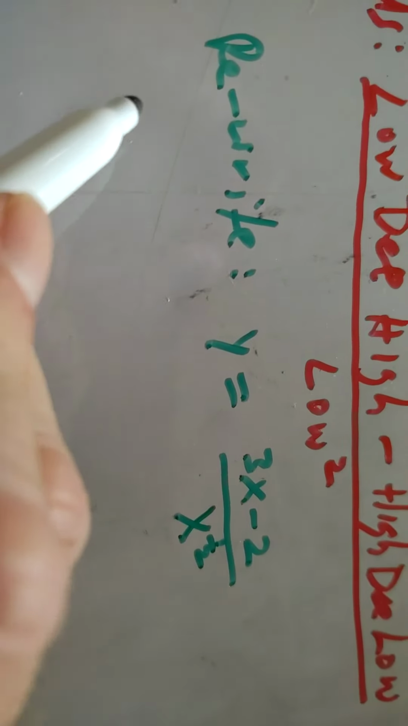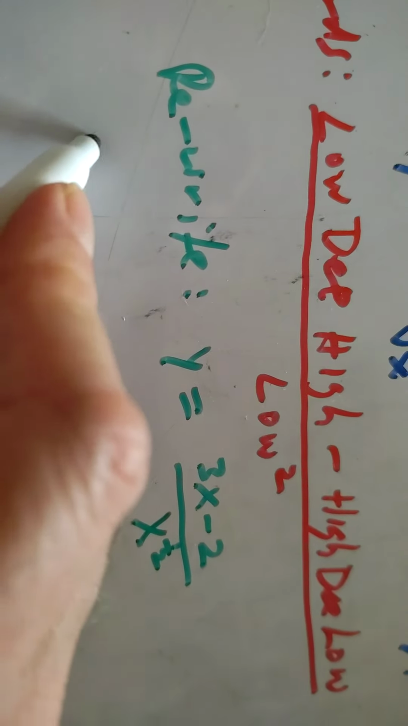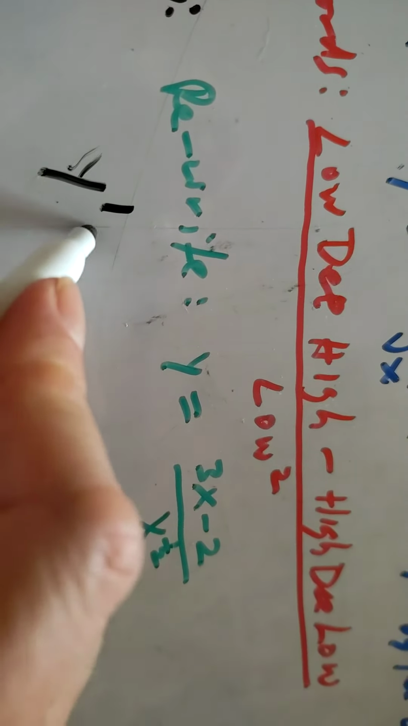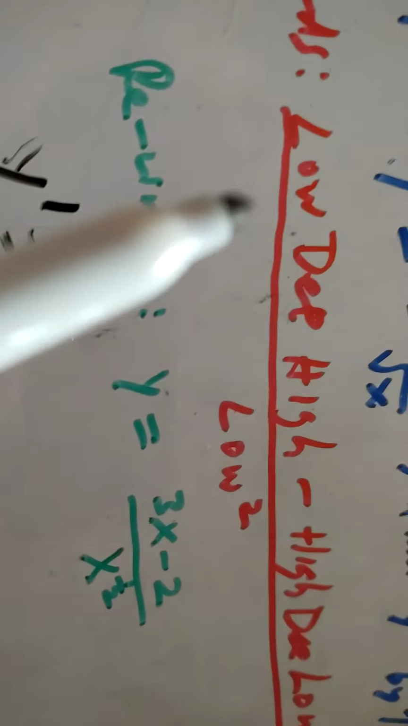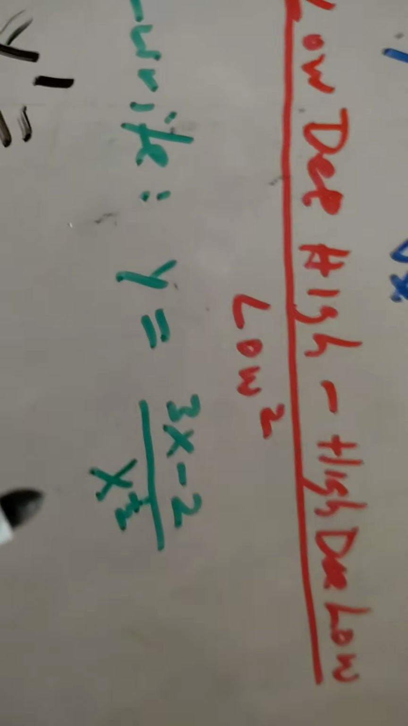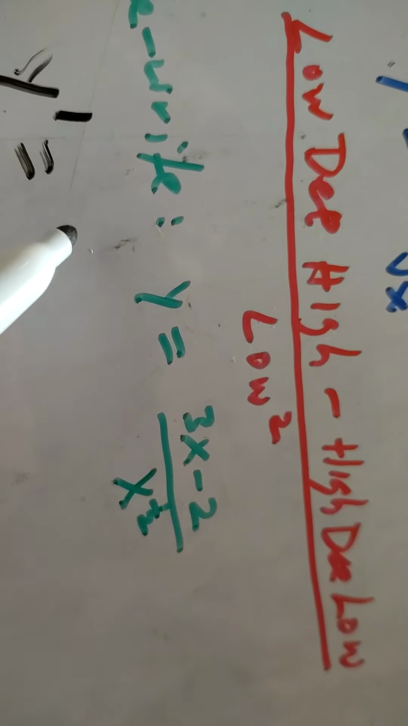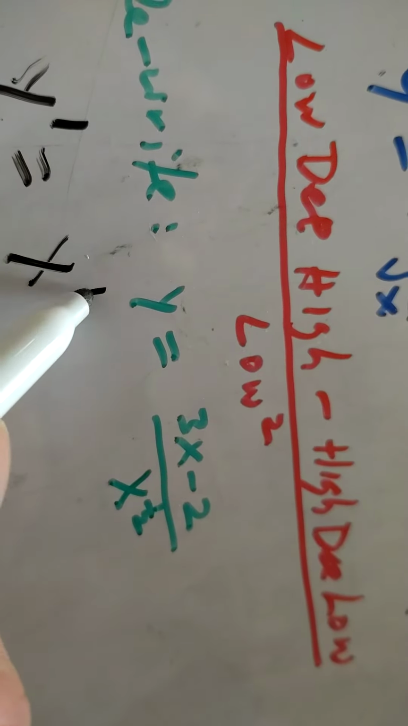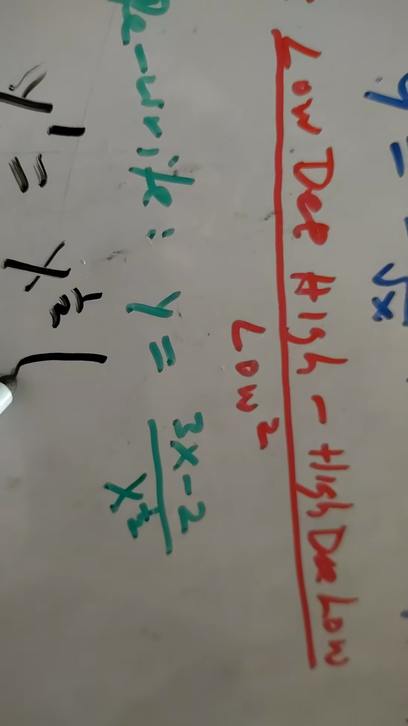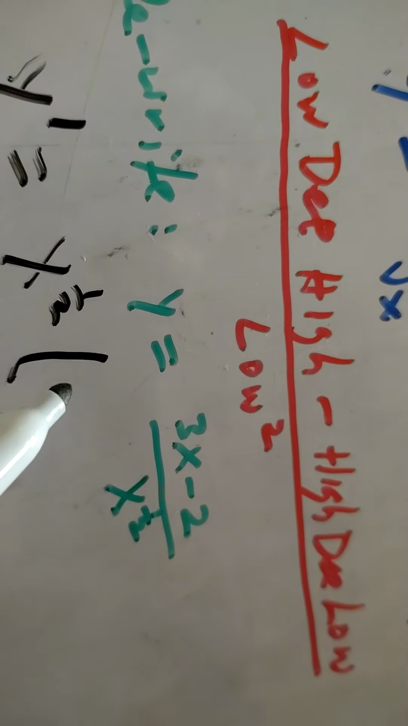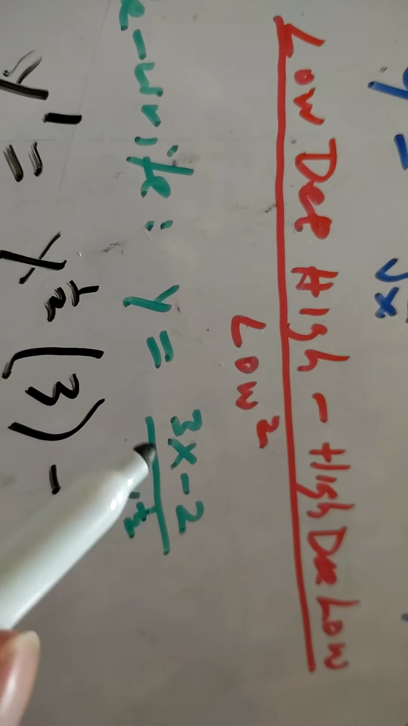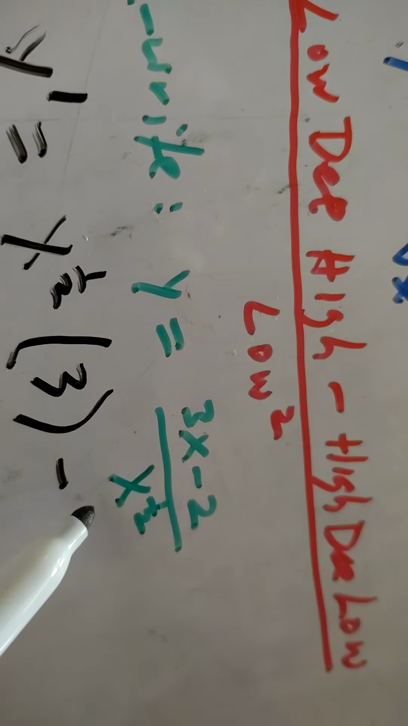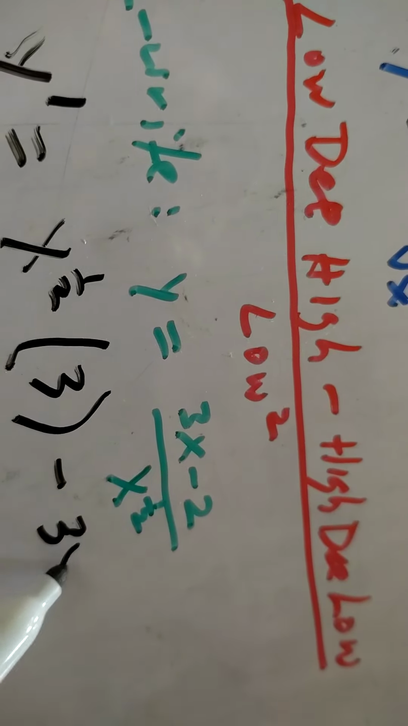So from here, I'm going to write y prime equals, because I want to announce to the world I'm doing a derivative here. So y prime equals, and here I'm going to go low d high. Low is x to the 1/2, that's my denominator. So it's low times the derivative of the numerator, which is just 3. Low d high minus high. Here's a common mistake here, to write the high like this.